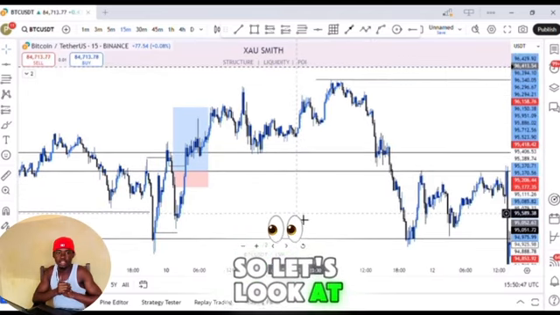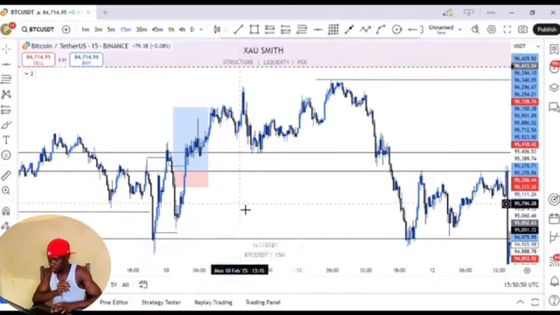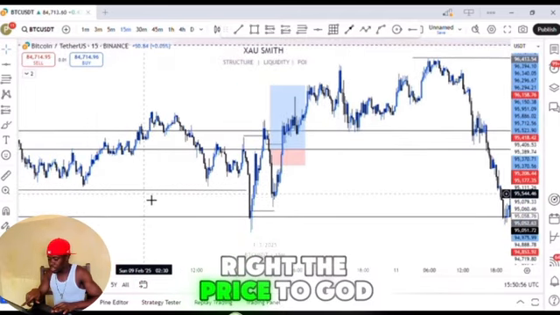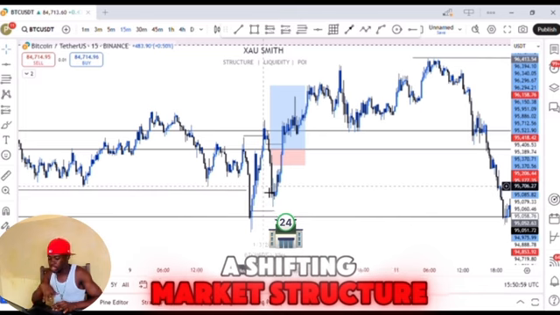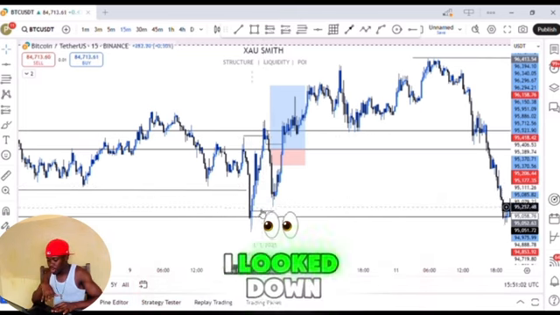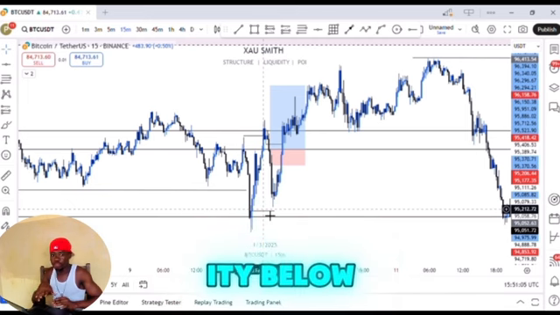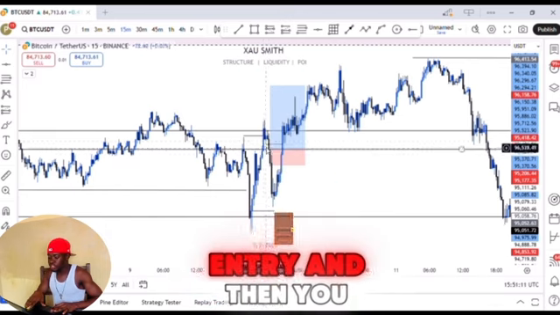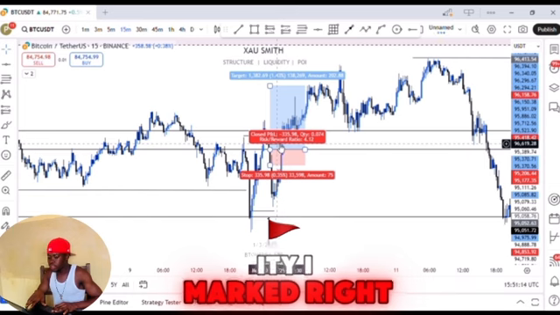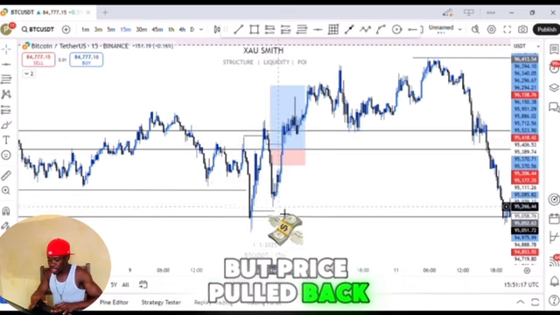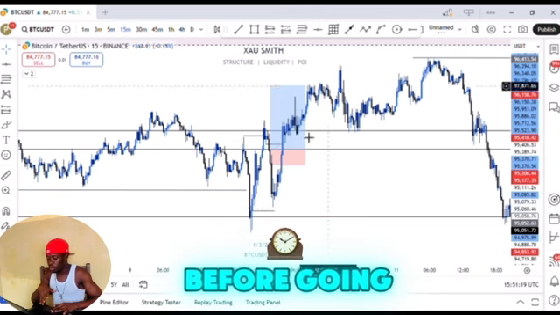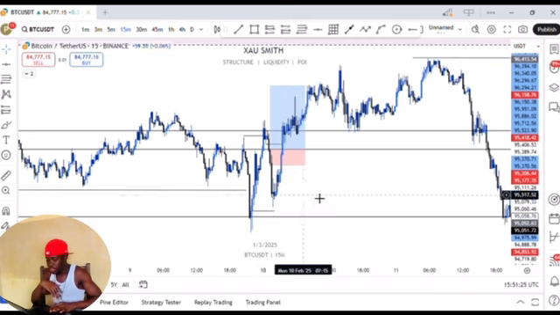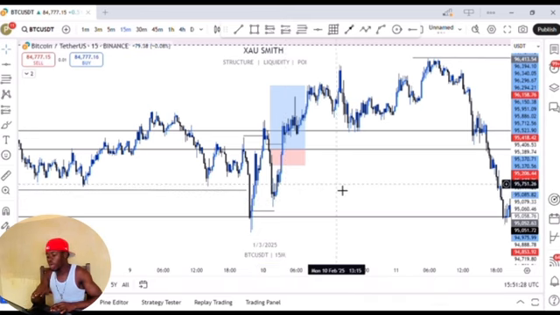So let's look at the second trade, but let me break down this trade. This was the previous day low that price took out. So I said, okay, let me wait for a shift in market structure. I had a shift in market structure here. I looked down, I didn't see any other block or any liquidity below, so I said let me use this breaker block as my entry. I took my entry here, and on the lower time frame, this was the liquidity I marked here. But price pulled back 50% of that leg before going, so it came back to the discount price of that price leg before moving to the upside. So it didn't respect my breaker block at this moment.